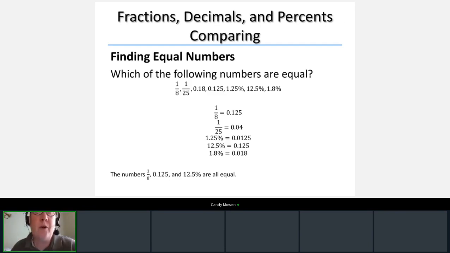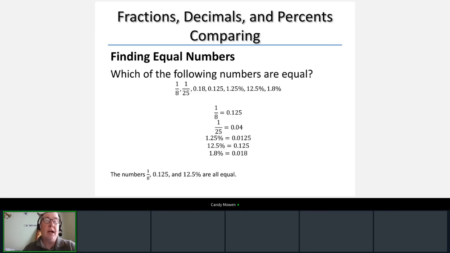And then always state the original value as the one that is largest or smallest. Finding equal numbers: which of the following numbers are equal? We have some decimals, fractions, and percents. So we convert everything to decimals. It's easier. So 1/8 as a decimal is 0.125. 1/25 is 0.04. 1.25% as a decimal, we move it to the left. It becomes 0.0125. 12.5% as a decimal equivalent is 0.125, and 1.8% converts to a decimal of 0.018.